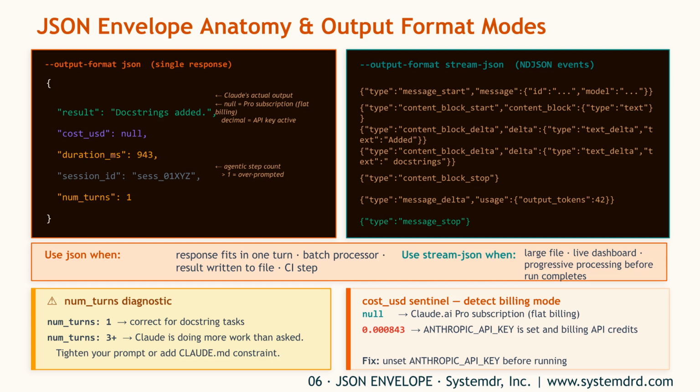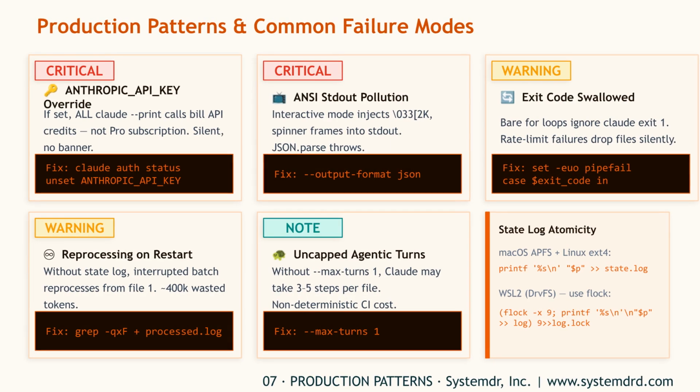The bottom two cards reinforce the two most important diagnostic signals, num_turns and cost_USD. Memorize what they mean. Check them after every first run in a new environment. 5 failure modes on this slide. Every experienced team hits at least 3 of these. Let me go through each one.